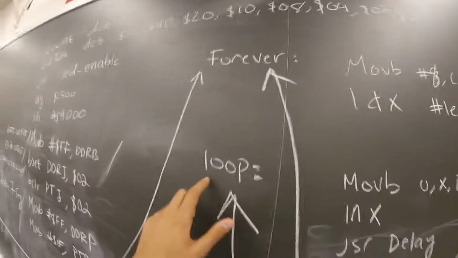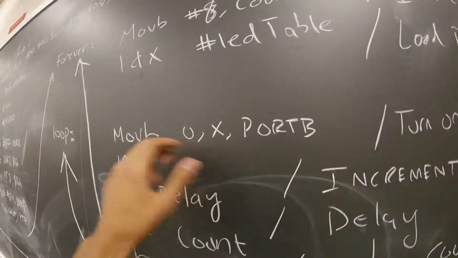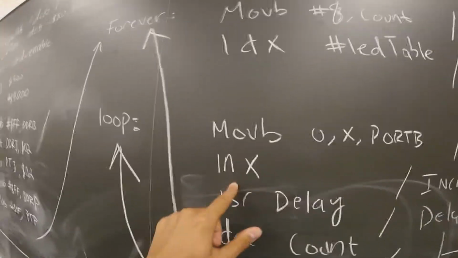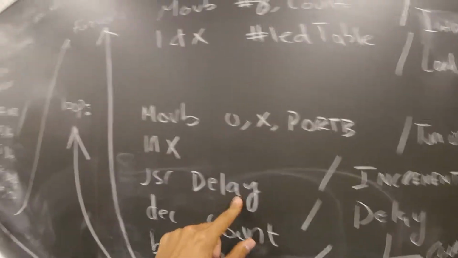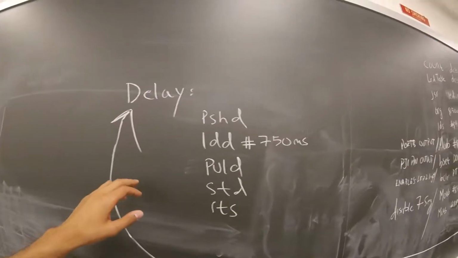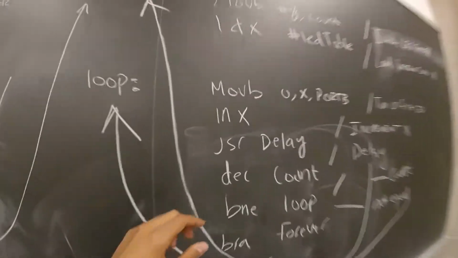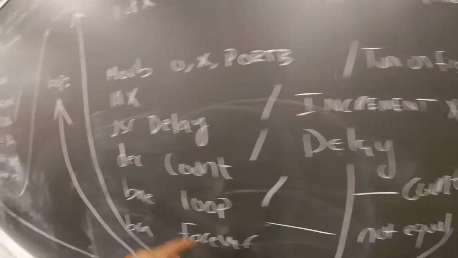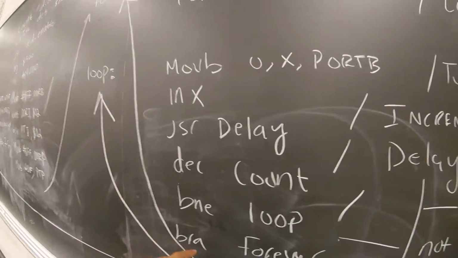And then this is where our loop starts. Move byte, it keeps looping until it goes through all the numbers. Increments X. Then we got our delay, which is over here, 750 milliseconds. And then it decrements count. Branch if not equal to loop. Goes to loop. And then branch forever. So that's about it.